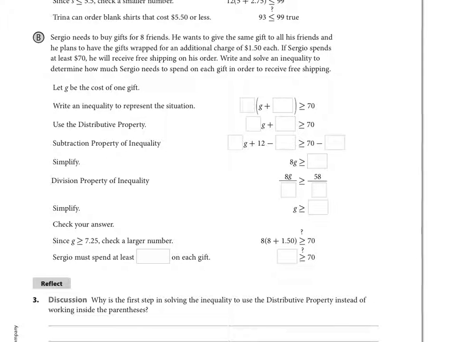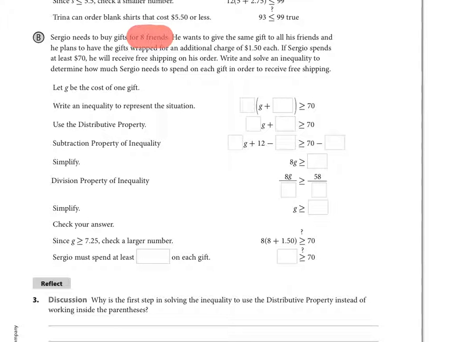Okay, so example B here, we're going to work this one out because it's not completely worked out. Again, we got to read the problem. We got to find the important information here. So Sergio needs to buy gifts for 8 friends. Okay, something important again. He wants to give the same gift to all his friends. Okay. He wants to give the same gift to all of his friends.